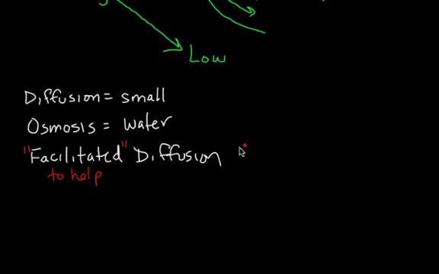So in this case, for facilitated diffusion, we actually need a helper protein. So we're still moving things from high to low, but in this case we tend to move large substances, and because we're moving large substances, we need a helper protein in order to get it done. So facilitated diffusion and active transport have something in common in that they both need a protein to move things from one side of the membrane to the other.